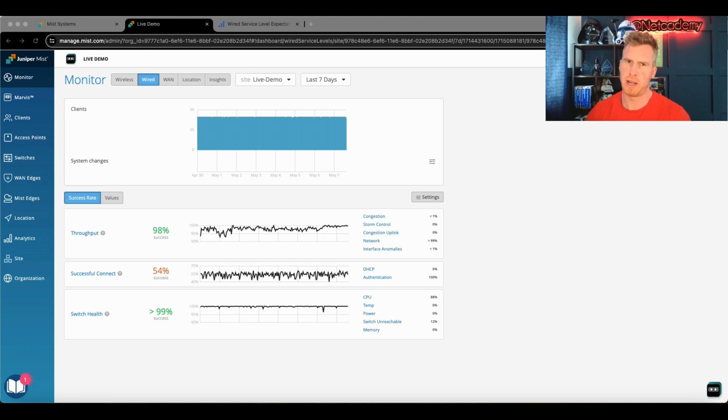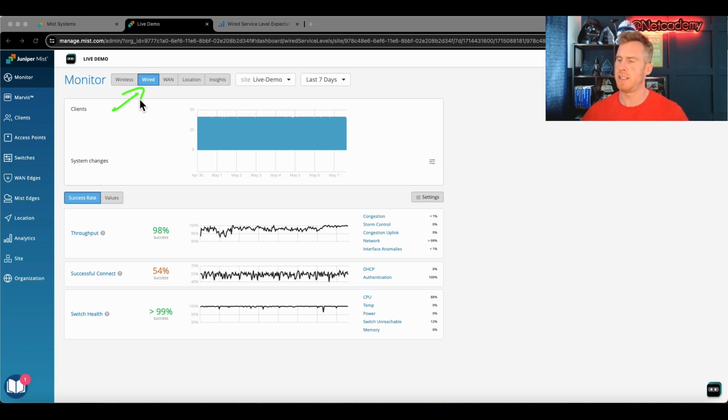Here is the Juniper Networks Mist user interface, or GUI as it's commonly called. And right now we are looking at those service level expectations, or SLEs, for wired assurance. How do I know that? Well, it's just enabled in blue right up here, wired. That is the service level expectations for the switching network.